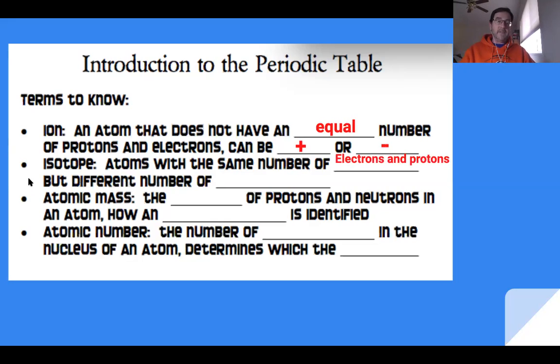An isotope is kind of similar to an ion. It's not entirely stable. It's going to change. It has the same number of electrons and protons, but a different number of neutrons, and that can also change the way that it's going to react.